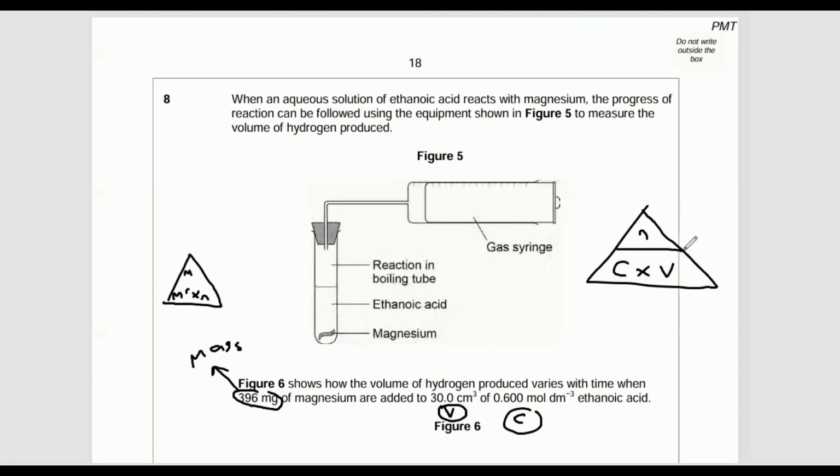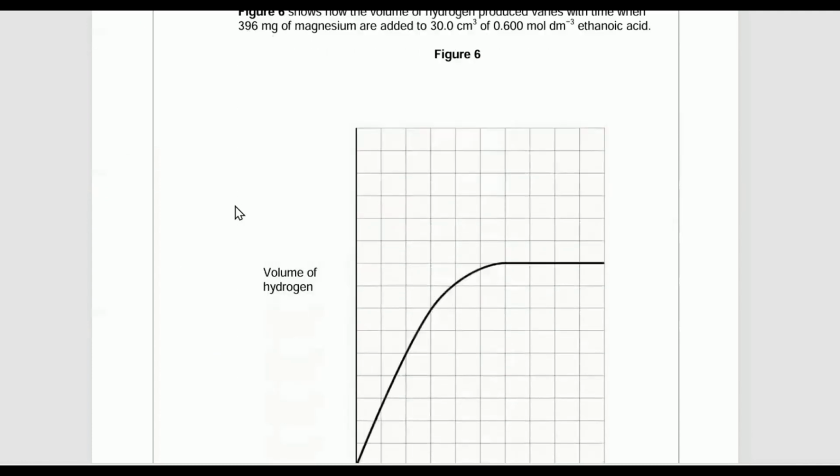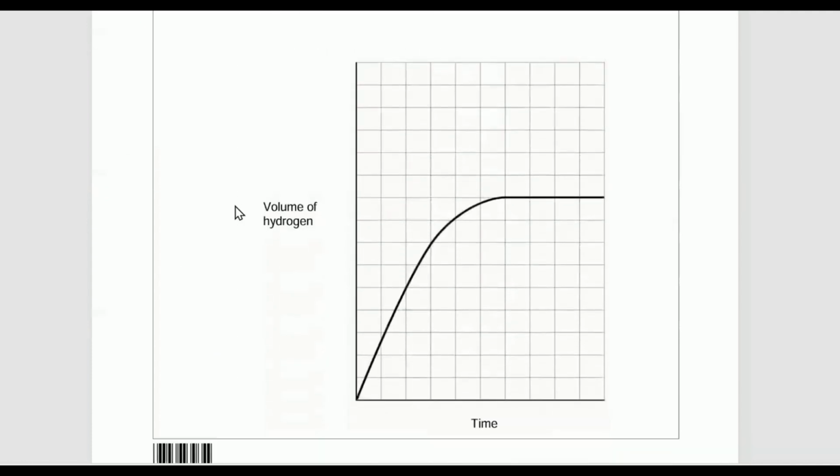As you can see, we've already identified the key points. Let's get down and check out figure 6 and see what the actual command of the question is. So here's figure 6. We've been given the volume of the hydrogen. We can see that's going up over time on the x-axis, and then it levels off at a certain point.